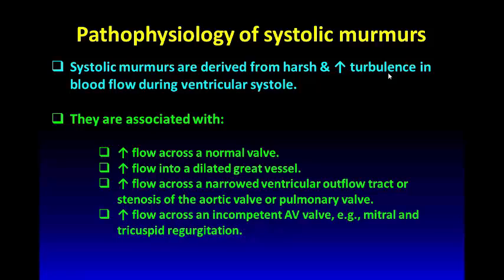Or they might be associated with increased blood flow across an incompetent atrioventricular valve. So in cases of mitral regurgitation and tricuspid regurgitation, systolic murmurs are heard. These are pathological murmurs now. Systolic murmurs can also be associated with increased blood flow across a ventricular septal defect.